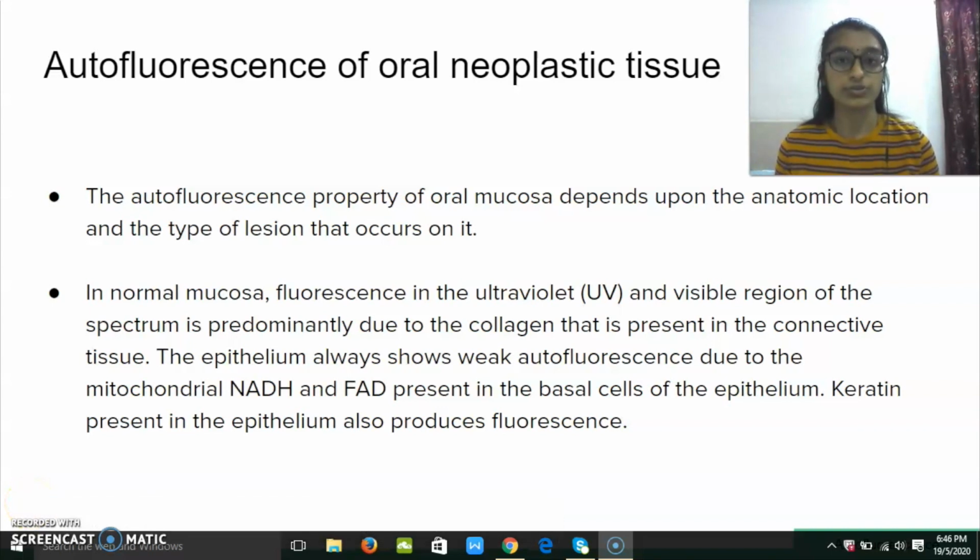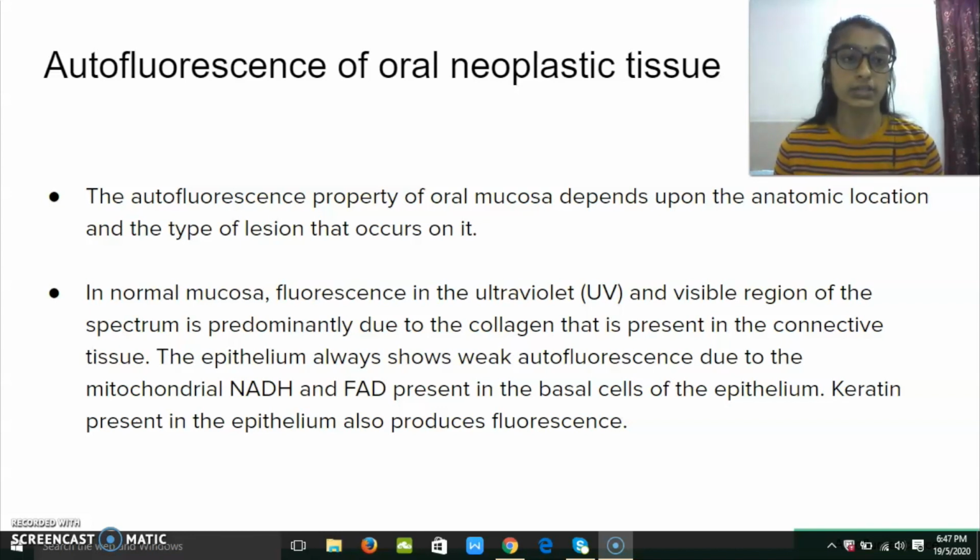Autofluorescence is also used in oral neoplastic tissues. The autofluorescence property of oral mucosa depends upon the anatomic location and the type of lesion that occurs on it. In the normal mucosa, fluorescence in the ultraviolet and visible region of the spectrum is predominantly due to the collagen that is present in the connective tissue. The epithelium always shows weak autofluorescence due to the mitochondrial NADH and FAD present in the basal cells of the epithelium.